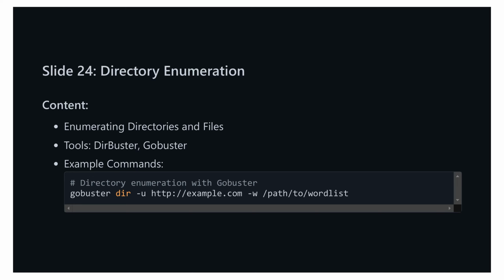Let's take a look at an example command with GoBuster. Directory enumeration with GoBuster: gobuster dir -u http://example.com -w /path/to/wordlist. In this command, -u specifies the URL of the target website, and -w points to the word list file that GoBuster will use to perform the enumeration. In the next slide, we will delve into host discovery, outlining methods and tools, such as Nmap and ARP-scan, that we can use to identify live hosts within a network.